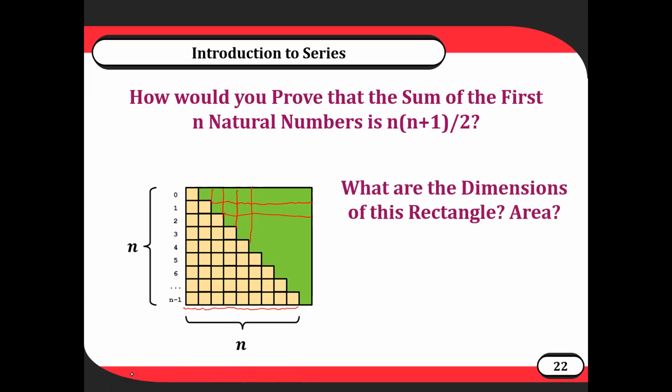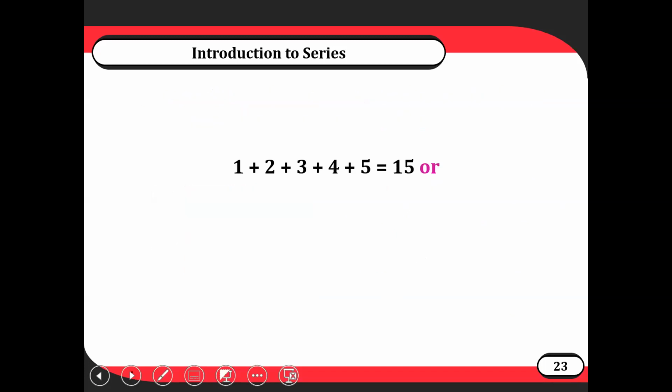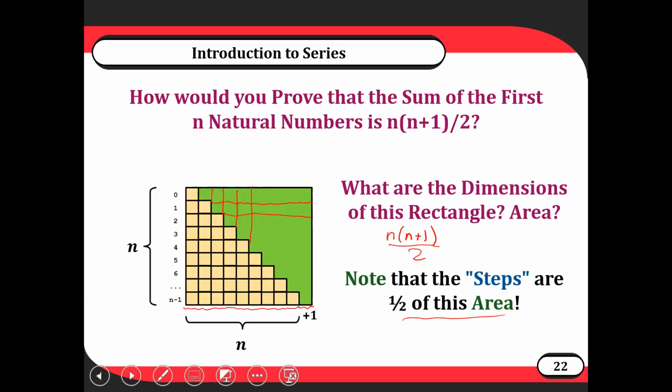So the dimensions of this rectangle are n here, and then we've added 1 to the length of the rectangle. So we have n times n plus 1 is the number of blocks, and then since we've doubled the blocks, the steps are half of this area, so we're going to divide by 2. Okay, so that's just sort of an interesting little piece of math lore. You'll probably hear it again and again. But yeah, any questions on this part?